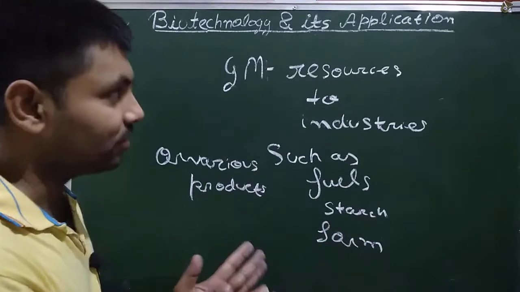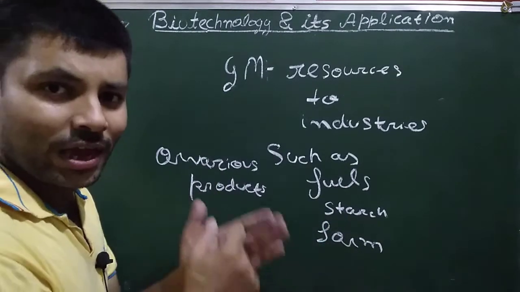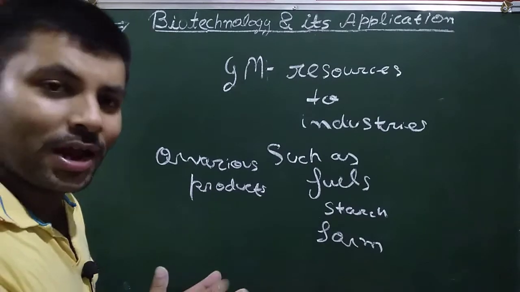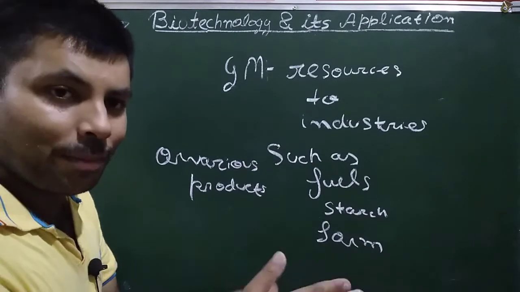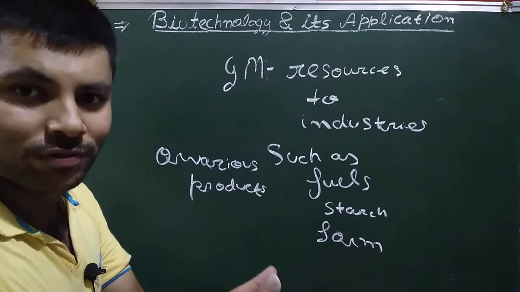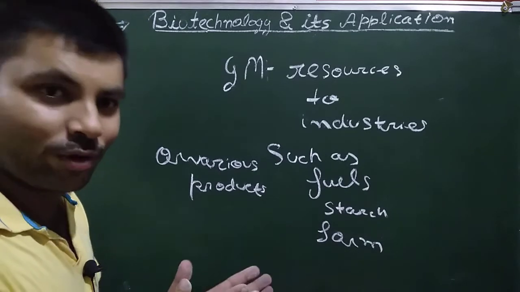Now also see, today we have seen about genetically modified organisms. It is a simple thing. It has been developed to have proper production in the field of agriculture. Okay, it's clear.